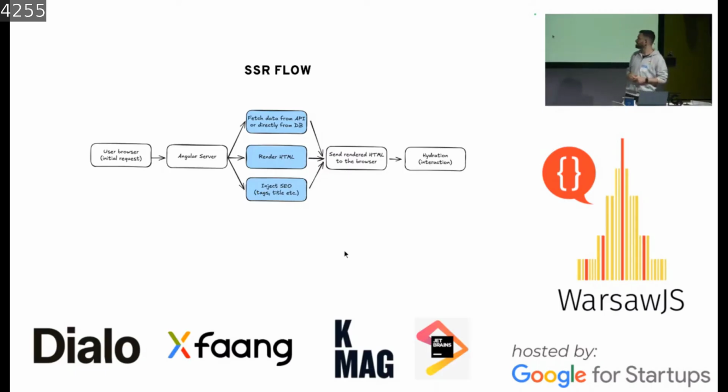Behind the scenes, whenever we visit that URL, the Angular server does actually three things. The reason I highlighted those three things in blue is that they are triggered at the same time. We don't have to wait for each of them; everything is done at the same time. So we are fetching data from, for example, external APIs, or directly from the database.